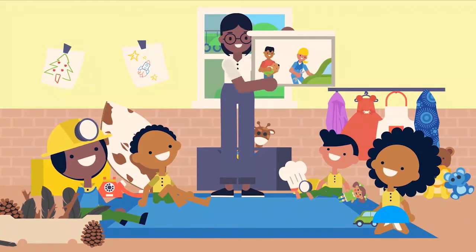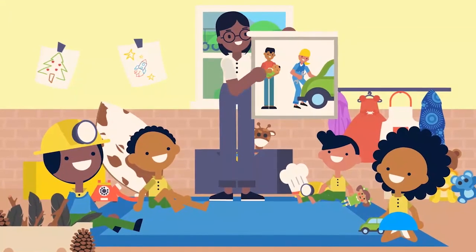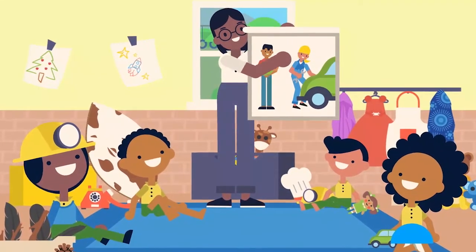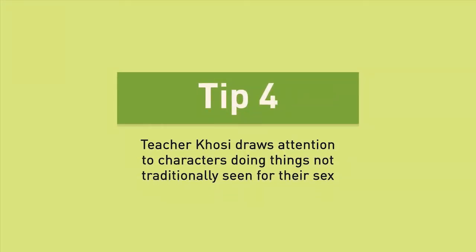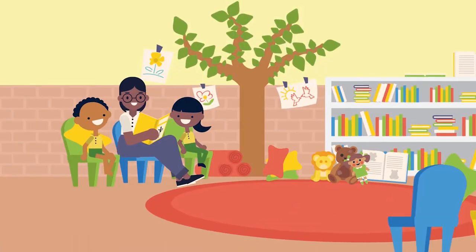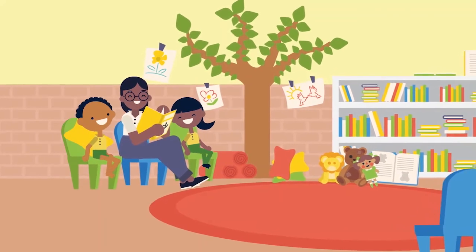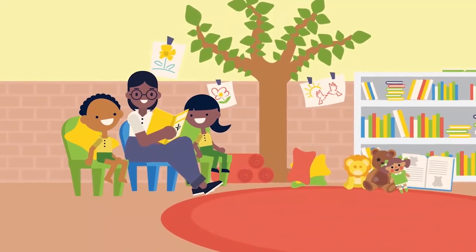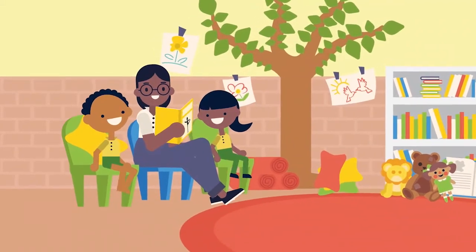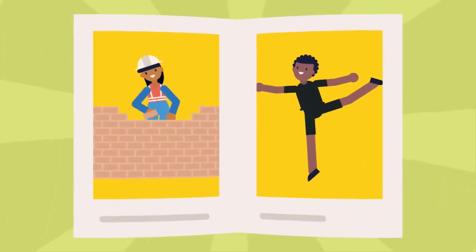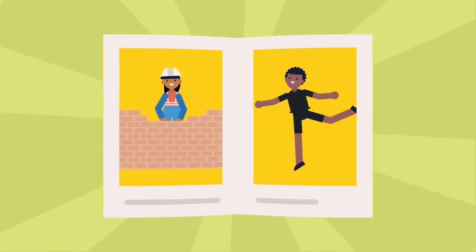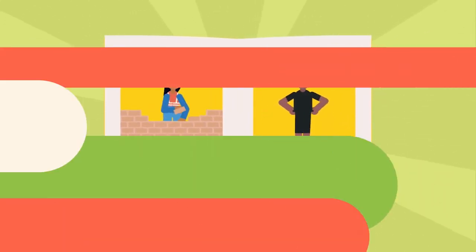Teacher Kosi purposefully displays examples of gender diversity to give learners many opportunities to understand and respect it. Reading stories about characters who enjoy activities that are not gender stereotyped expands learners' understanding and ideas about what they can do and achieve. Kosi discusses these characters with the children.